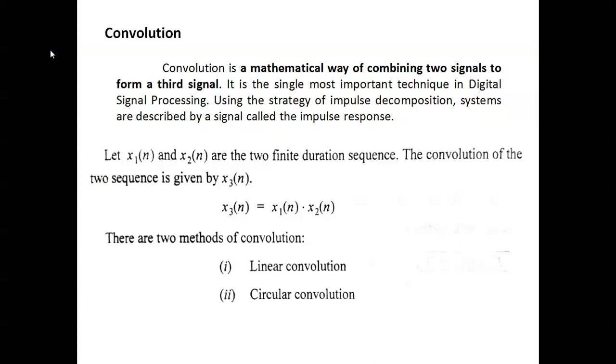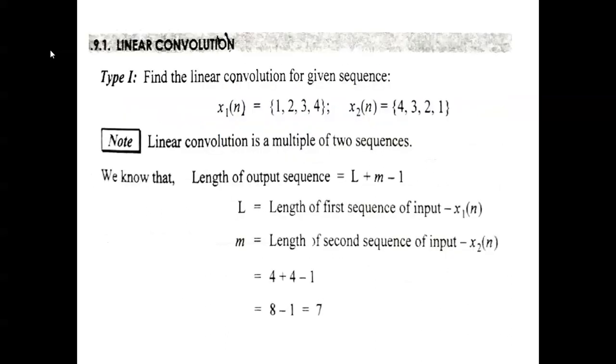Okay, convolution. Convolution is a mathematical way of combining two signals to form a third signal, and that is called a convolution. It's the most important technique in signals. There are two different methods of convolution: one is linear convolution and one is circular convolution. There's a formula for convolution: x3 of n is equal to x1 of n convolved with x2 of n.